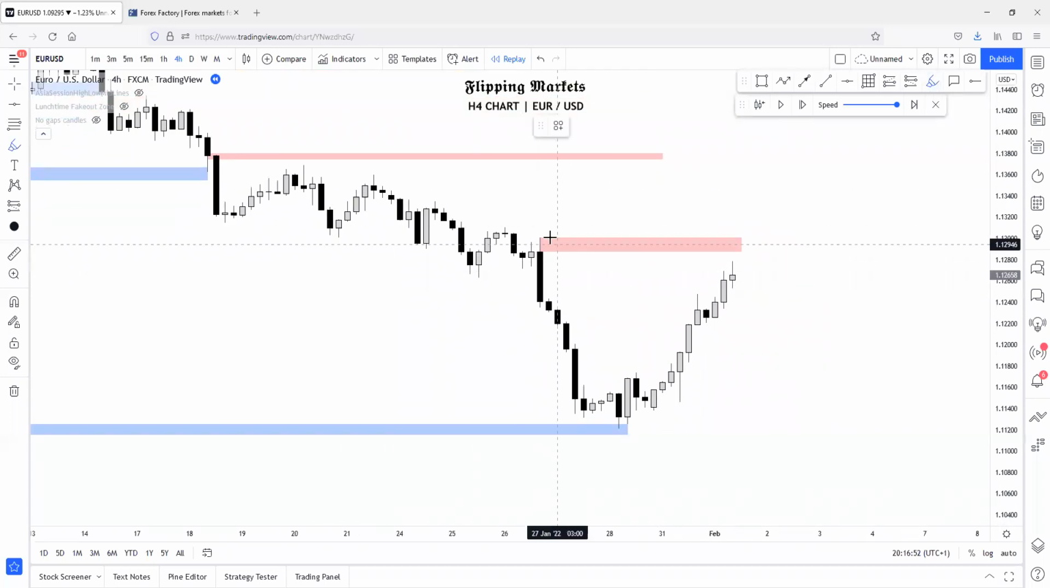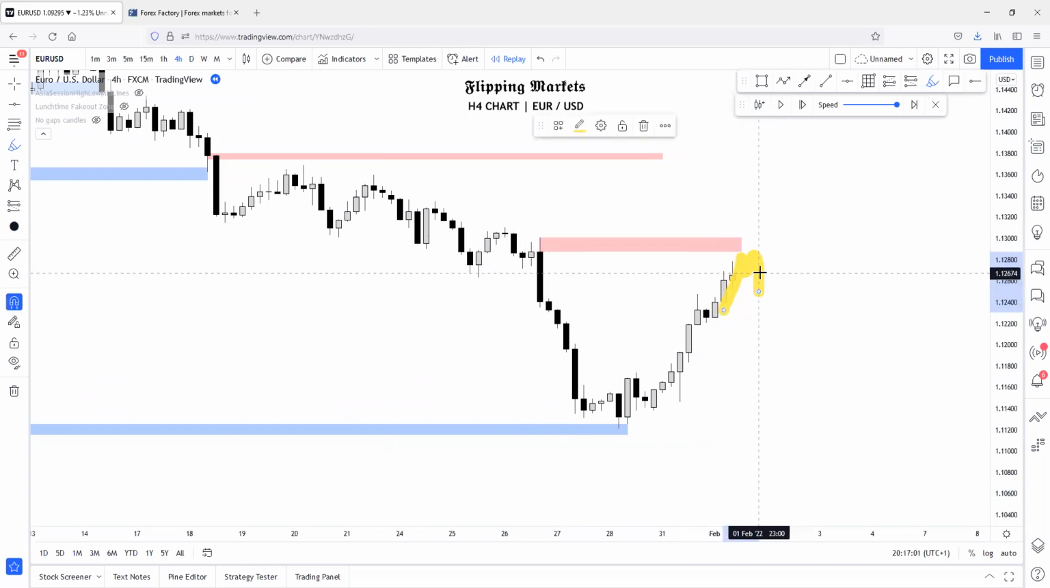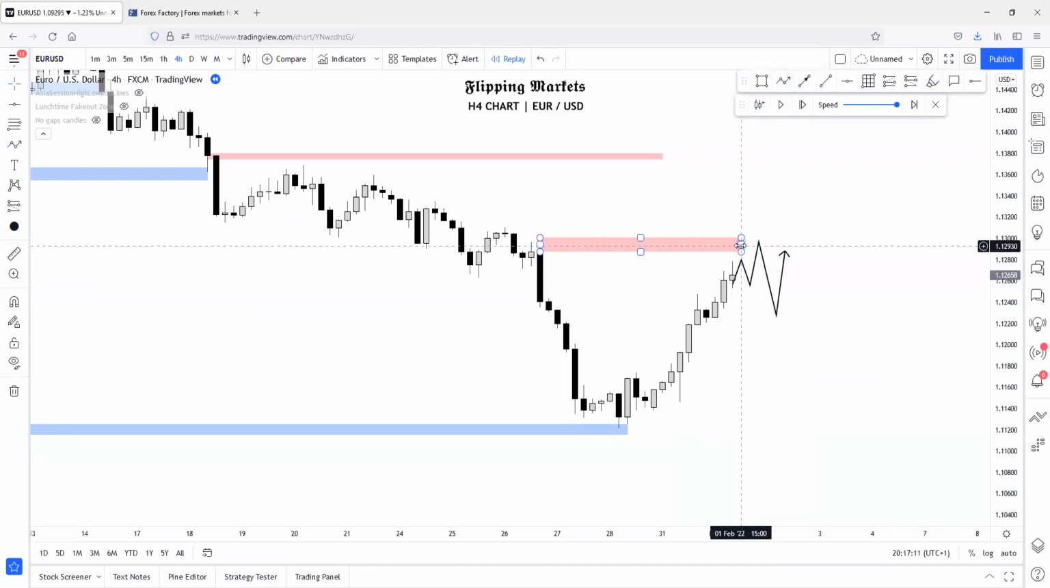So we are expecting a reaction on this supply zone, and to execute a short trade after a reaction on this supply zone, we will need a 15-minute change of character on it. So basically we will need a 15-minute change of character. This will be the 15-minute structure. We'll need to see something like this, a 15-minute change of character and a 15-minute zone reaction.